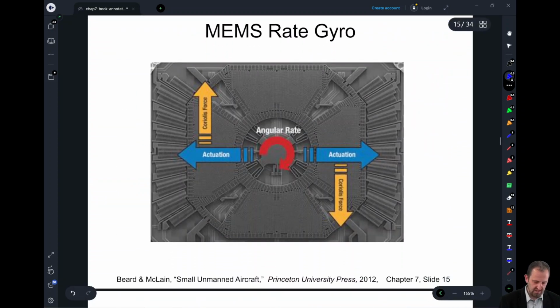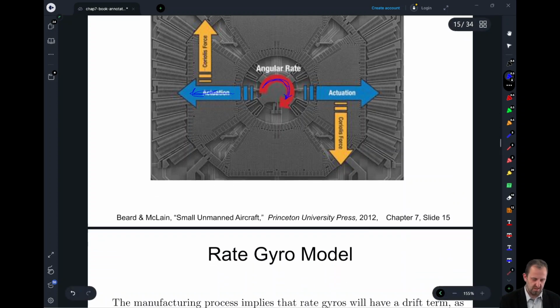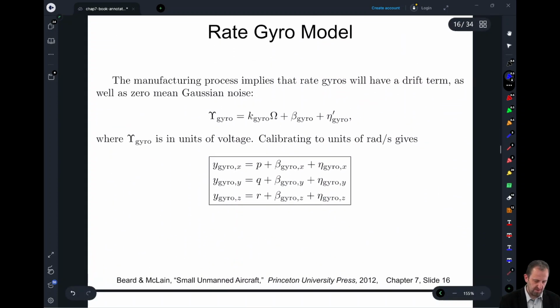So again, here's a picture of a gyro, and we can rotate in one direction. That's coming out of the screen, right? Actuation going to the left or to the right, and we're going to measure the Coriolis going up or down on our screen. So a pretty cool little apparatus.